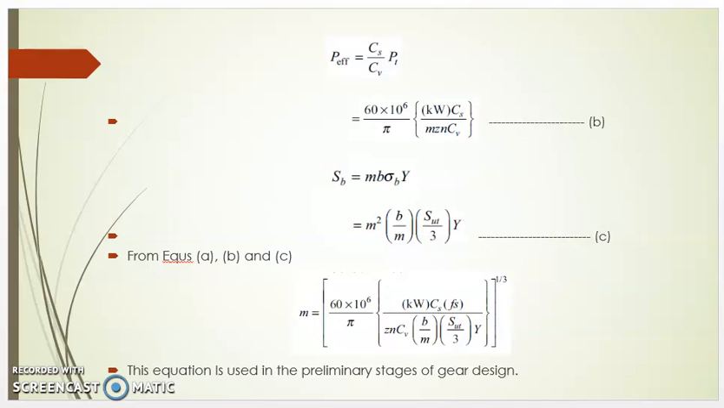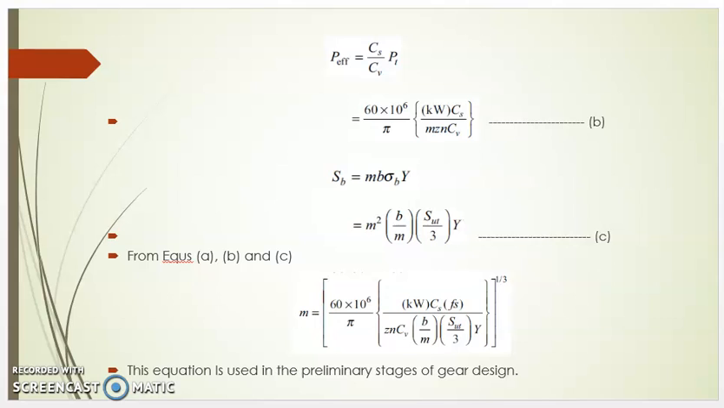We know that SB is equal to m b sigma b into y. Therefore SB is equal to m square into b divided by m into SUT divided by 3 into y. What we have done, we have multiplied and divided by m, and we have written sigma b is equal to SUT divided by 3. Therefore, consider this as equation C.